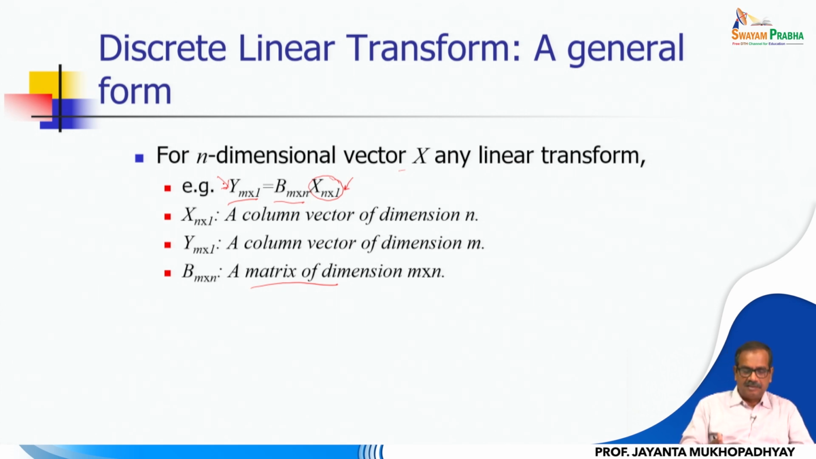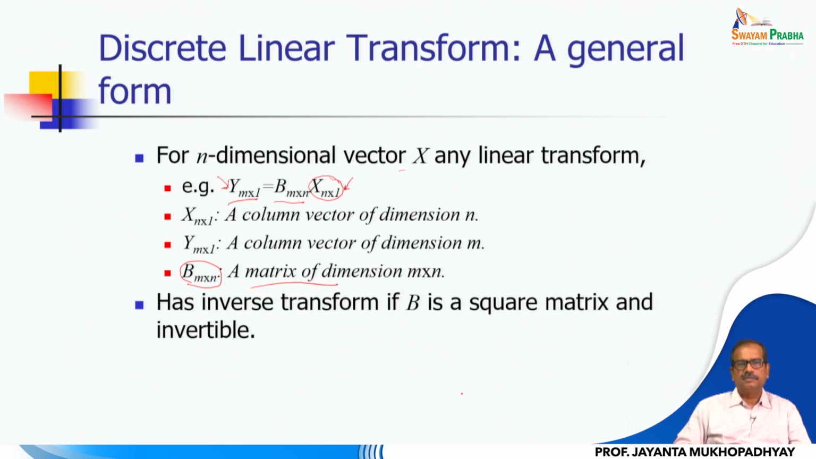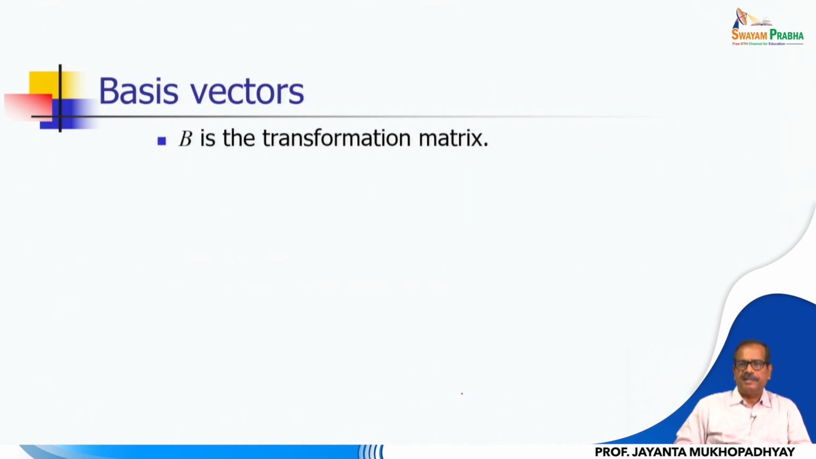When m equals n, this matrix becomes a square matrix, and if it is invertible, then you can completely recover the vector x from y, because you just apply the inverse operation. For a square matrix, the inverse exists if it is non-singular, and then you can get it back. So it has its inverse transform if B is a square matrix and invertible. Now when we talk about basis vectors, that transformation matrix B is the matrix which is actually giving me the basis vectors. So what are they? Each row of that matrix represents a basis vector in the column form.